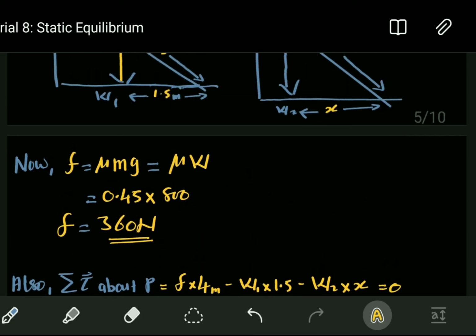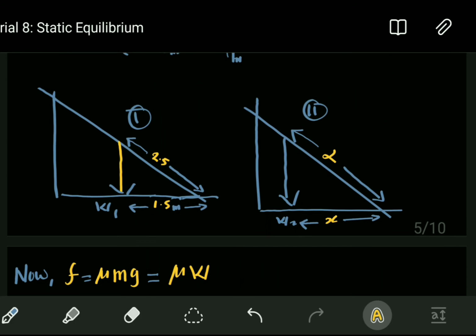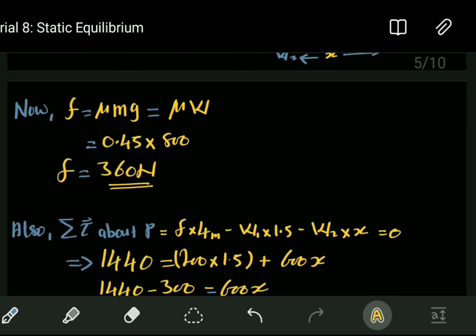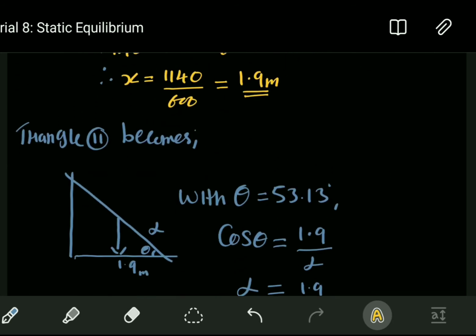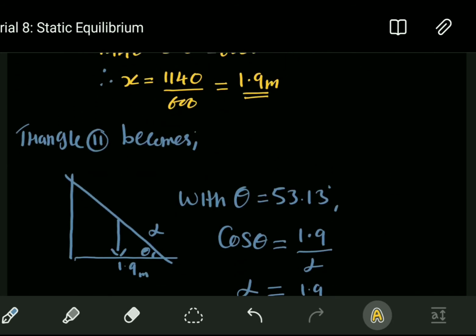So, as this man is climbing up the ladder covering a distance of alpha, he is going to cover a distance of x in the x direction. Okay, so now we move on. If we draw this triangle again, for this man covering a distance of alpha going upwards, he would have covered a distance of 1.9 meters in the x.